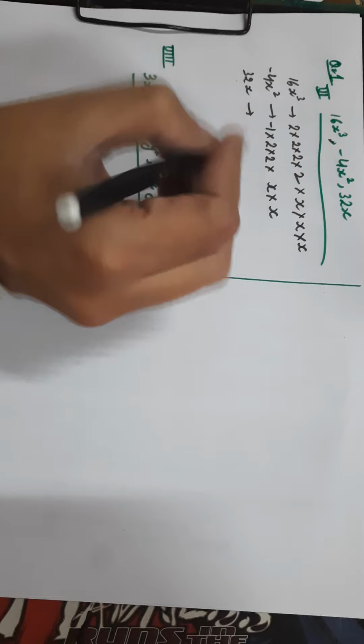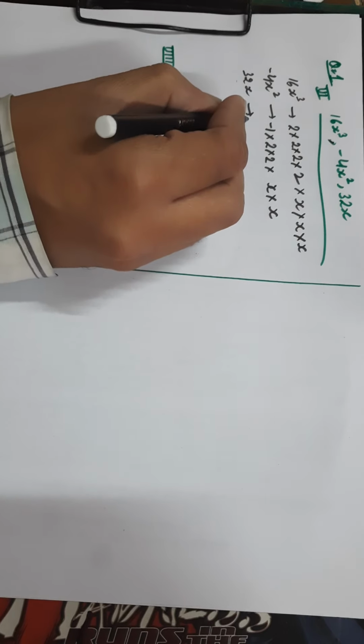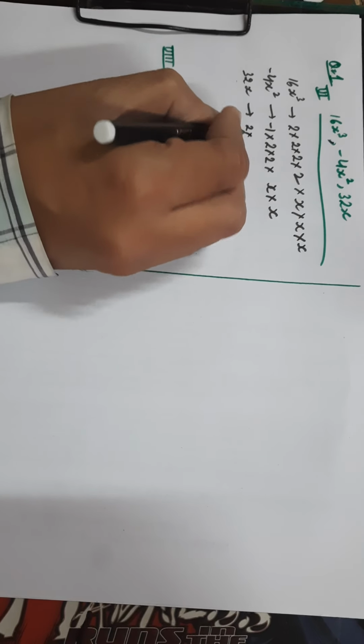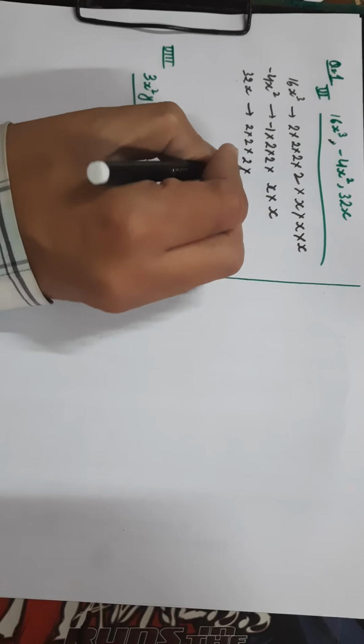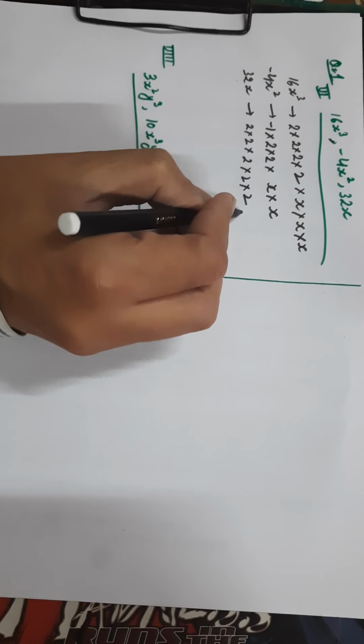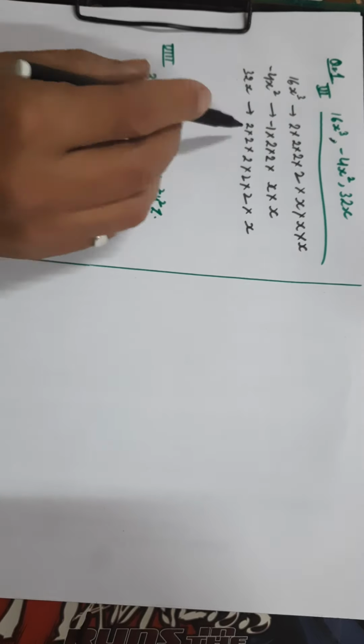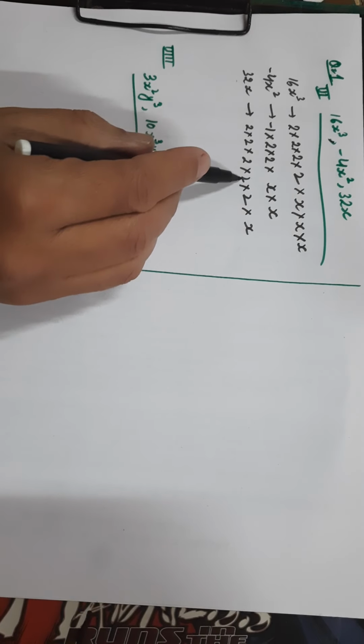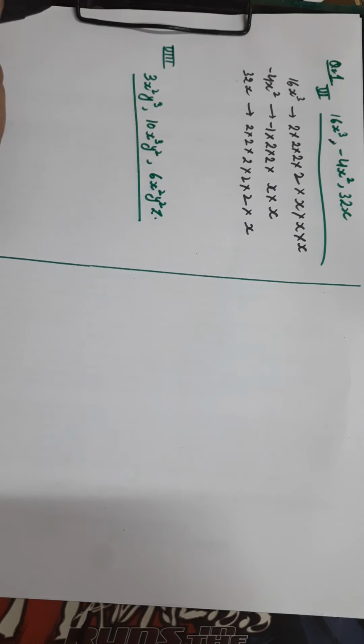Then 32x. Variable is x. That will be separated. 32, 2 into 2, that will be 2 raised to the power 5 into x. 2 twos are 4, 2 fours are 8, 2 eights are 16, 2 sixteens are 32. Now we need to find the common factors. First of all, find out which are the common values.